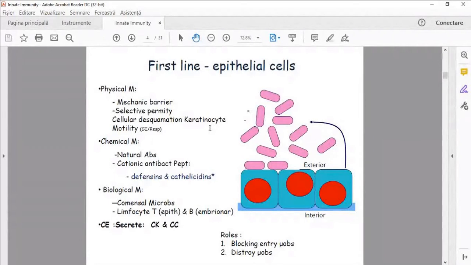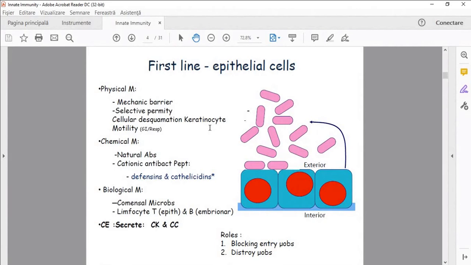These particular intraepithelial T lymphocytes have gamma and delta chains, and they are able to recognize a limited number of structures similar to pathogen recognition receptors. For example, they are able to recognize microbial lipids, and they will act in a similar manner to innate immune cells.